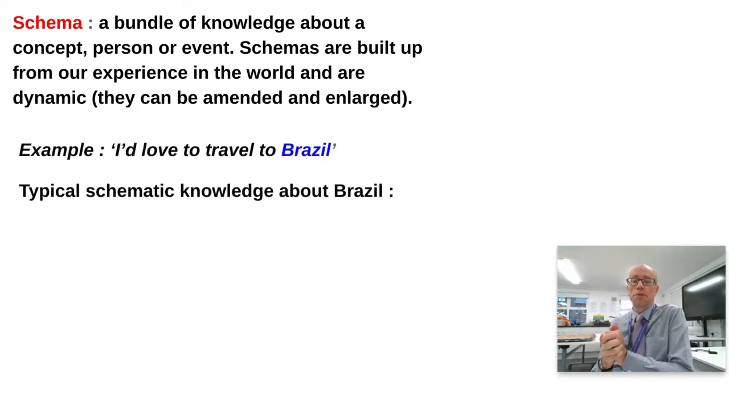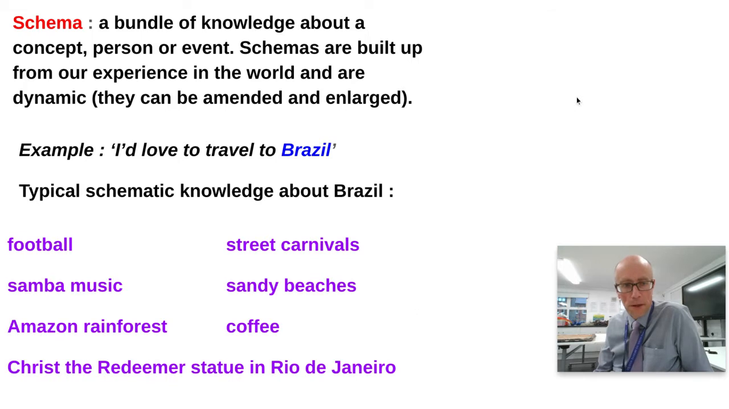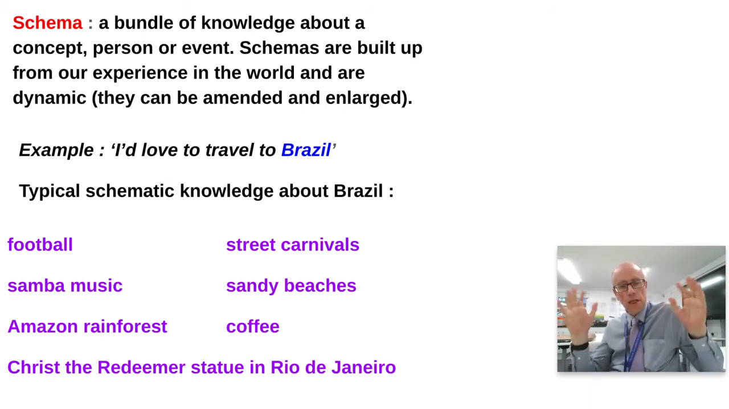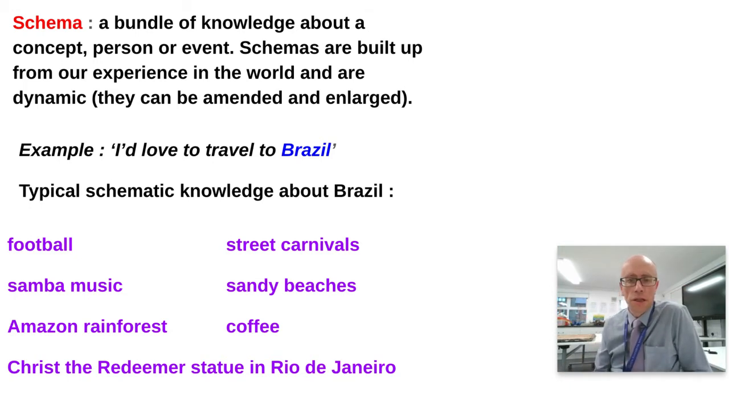Here's an example. I'd love to travel to Brazil. You might have a bunch of disparate bits of knowledge about Brazil. Here are some typical things that go around my mind when I hear the word Brazil. I'm thinking about football in those very vibrant coloured shirts the footballers wear. I'm thinking of street carnivals in places like Rio de Janeiro, samba music and sandy beaches. Maybe I'm thinking of the Amazon rainforest. I'm always thinking of coffee. And I have that image in my mind of that fantastic statue, Christ the Redeemer in Rio de Janeiro. So that's my schematic knowledge of Brazil, limited and stereotypical though it is.